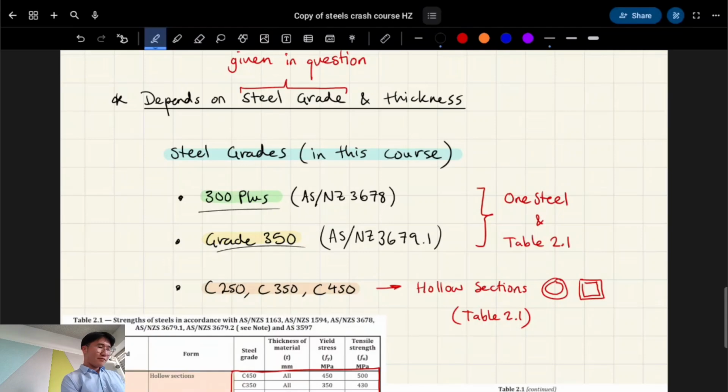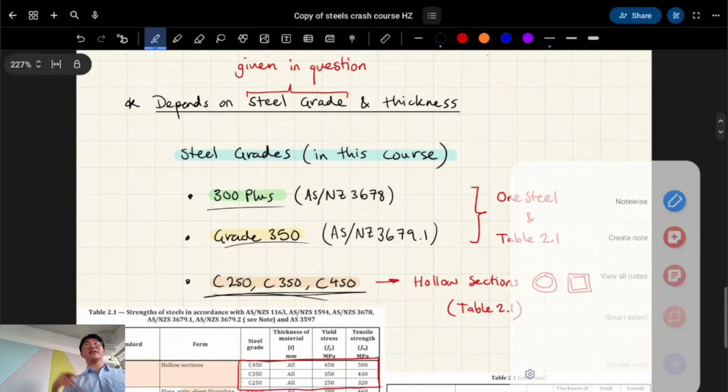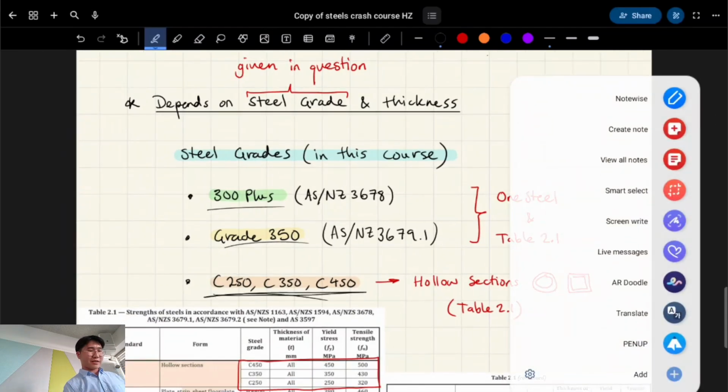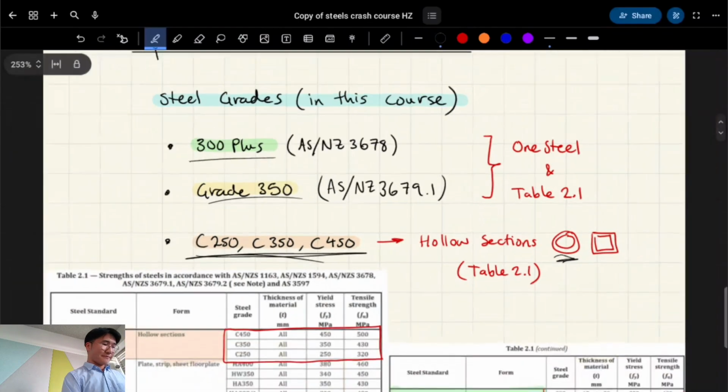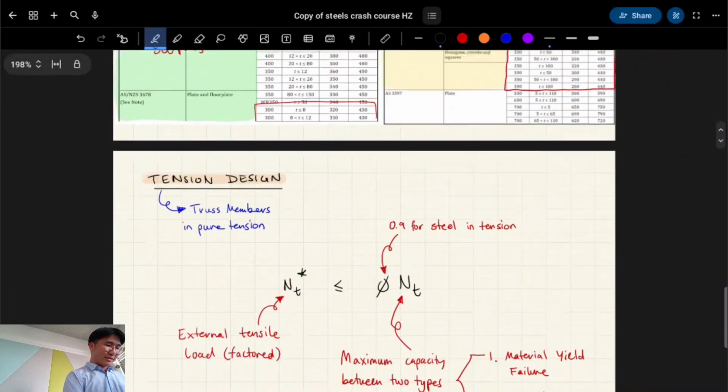Yeah. And then also there's a separate grading system for hollow sections. When I say hollow sections, we're talking about kind of pipe shapes, right? So hollow circular sections, hollow square sections, things like that, rectangular sections. Yeah, they have a different grading system. Yeah, you can look at this in more detail later.